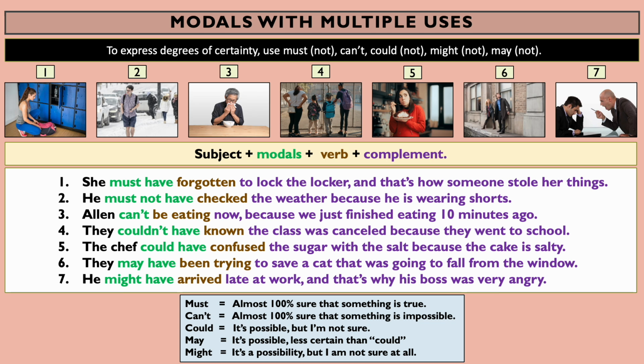And for number 7, he might have arrived late at work, and that's why his boss was very angry. Why do you think that his boss is very angry? Look at the picture number 7. The boss looks really angry, and he's yelling at the employee. Why do you think it's happening? A possibility, you're not so sure, but a possibility is that probably he was late, and that's why the boss is very angry. And to explain that, you're using the modal might, have, and the past participle.